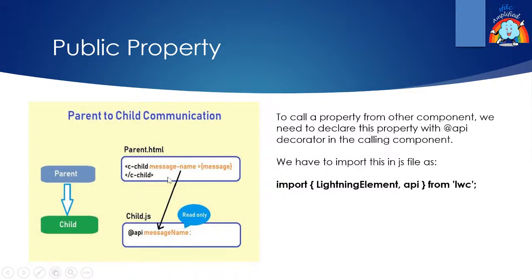So in the parent we are calling the child component. First of all we have to write the name c-child, that is the component, and then we have to write the property name coming from the child. So this is the property name. Here we have used the @API decorator because we want this particular property to be used in the parent component. And because we want this particular property to be used, that's why we are putting @API.